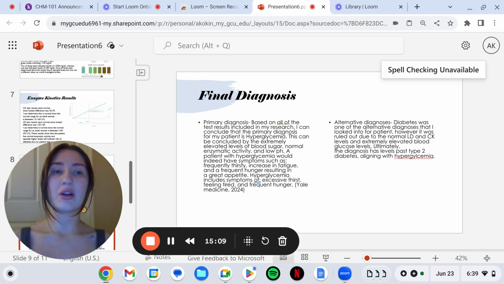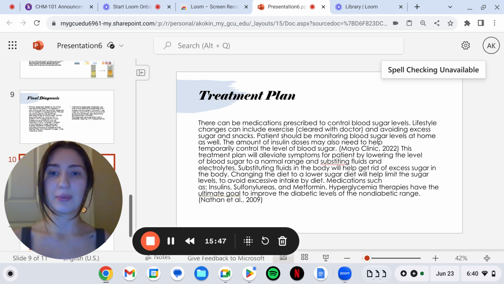An alternative diagnosis for my patient was diabetes. However, it was ruled out due to the normal levels of LD and CK and extremely elevated blood glucose levels that indicated further than diabetes, which is hyperglycemia. Ultimately, the diagnosis has levels past type 2 diabetes, aligning with hyperglycemia as the final diagnosis for my patient X.